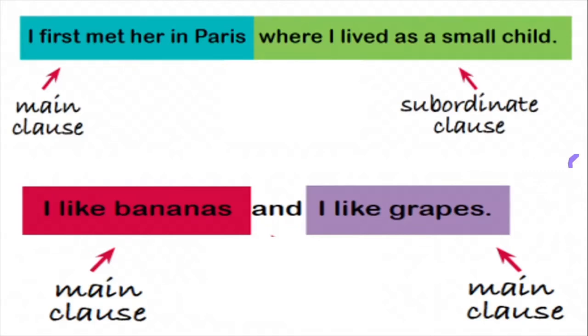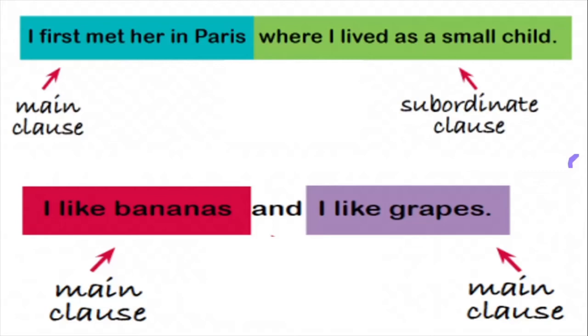Now, why have I shown it to you? Why have I taken two different kinds of examples to make it clear to you what the meaning of a main clause is? In the first example, I first met her in Paris is the main clause. In the second one, you have two main clauses because both the parts of the sentence have got complete meaning and they are not dependent on anything else.